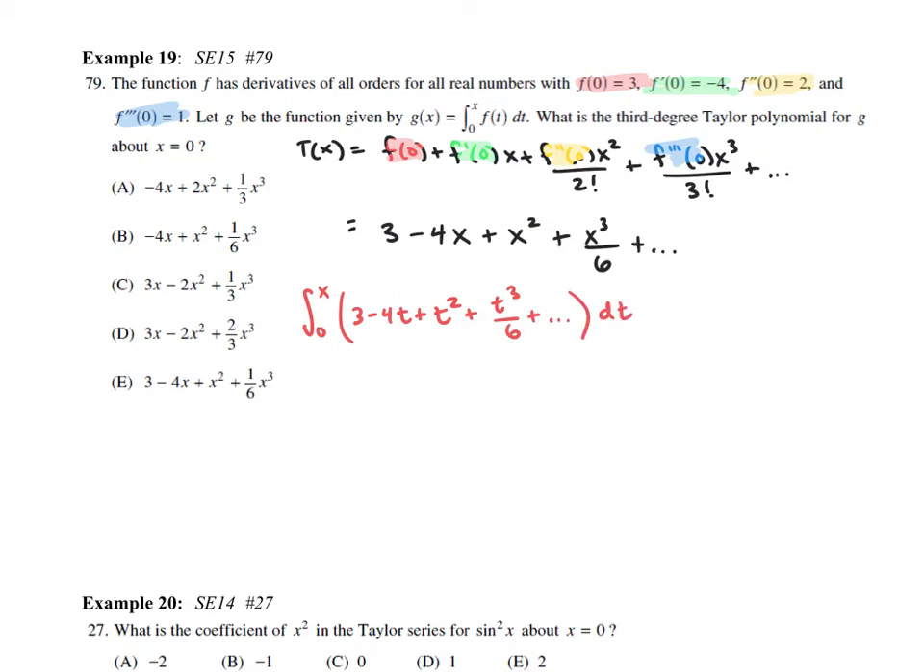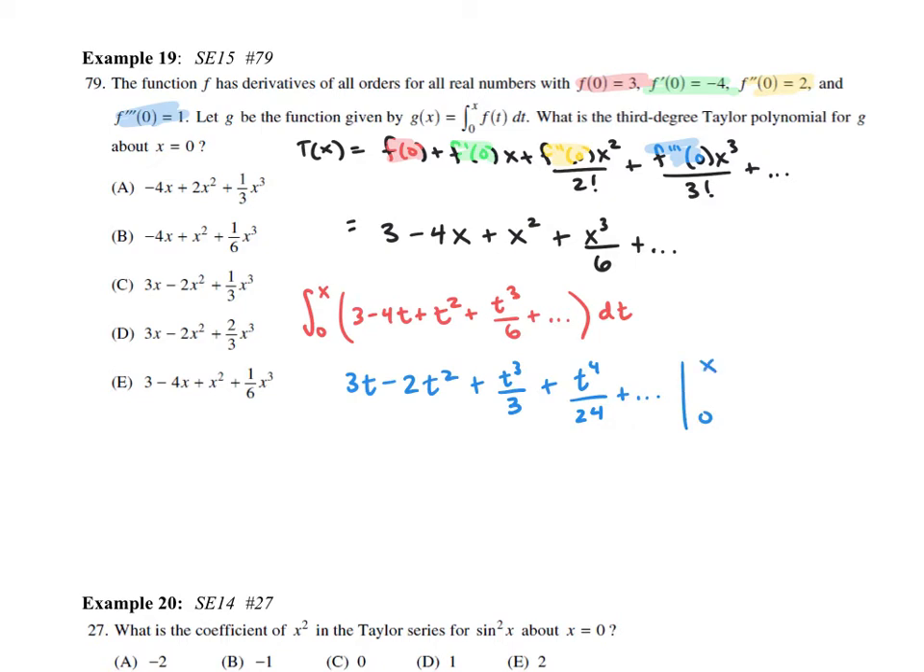Let's go ahead and take the antiderivative of each of these parts. So we have the antiderivative of 3, which would be 3t, minus the antiderivative of 4t, that's 2t squared. This is the power rule that we're working with. Our next antiderivative would be t cubed over 3. And our last one that I have listed at least is t to the 4th over 24. And we're evaluating from 0 to x.